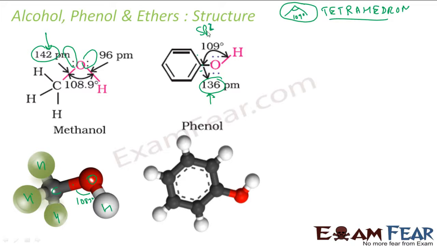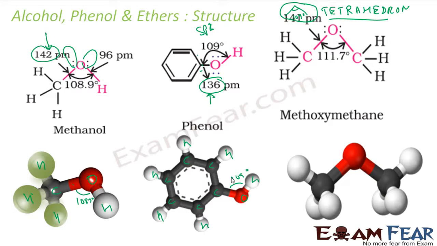It is sp2 hybridized. This is the typical structure of phenol. These are all carbons here. The white ones are all hydrogens. And this is my oxygen. And this is exactly 109 degrees.